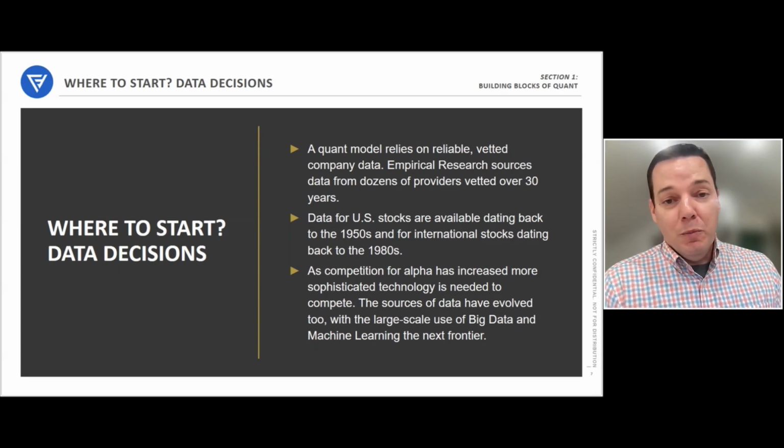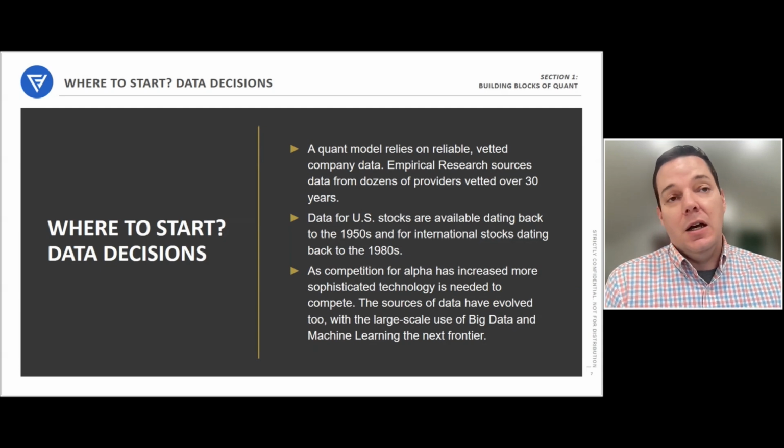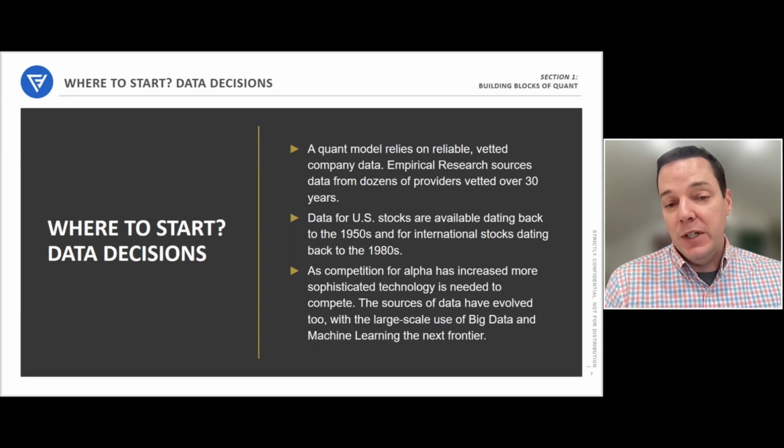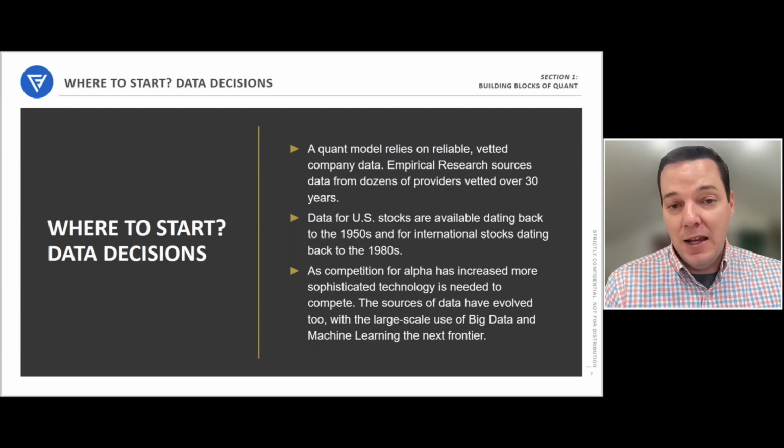framework. We've made a lot of effort in cleaning the data set. So we will use multiple vendors to fill in any gaps that we see to build a data set for our models. In the US, at least, they go back into the early 1950s for most of our variables. Outside of the US, we use data that goes back to the late 1980s.